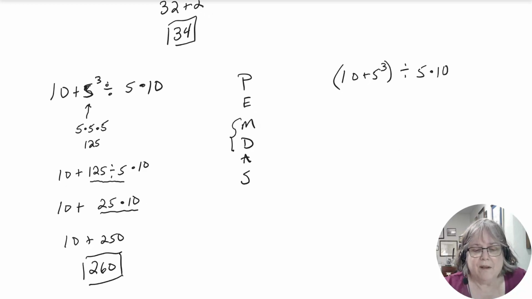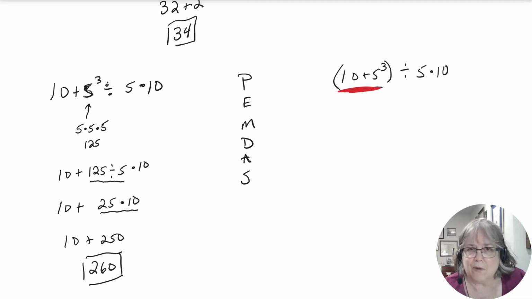All right, you would say, do I have any parentheses? Yes, I do. So I'm going to look inside the parentheses. Can I add 10 to 5 cubed? No, I cannot, because addition is way down here at the bottom of the list. So you can't skip to the bottom of the list until you work your way through the whole list inside these parentheses right here.